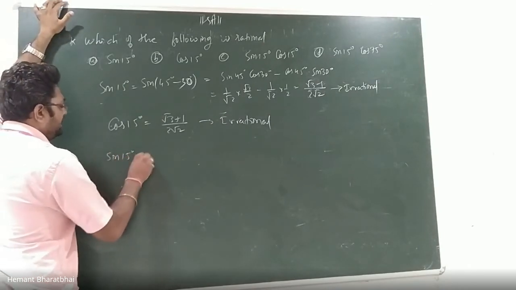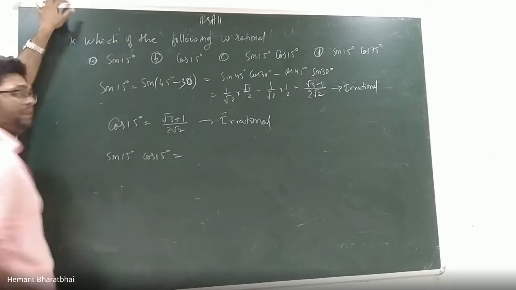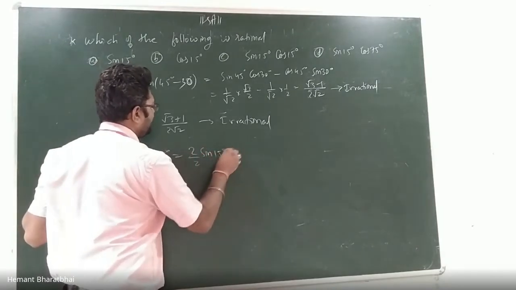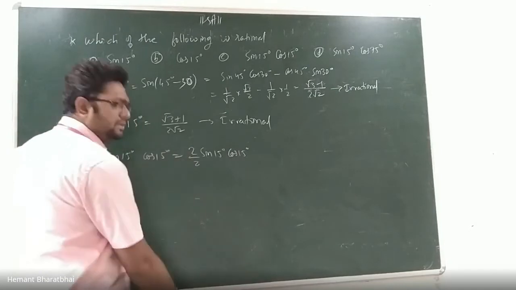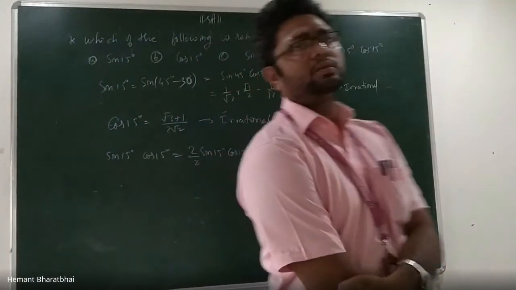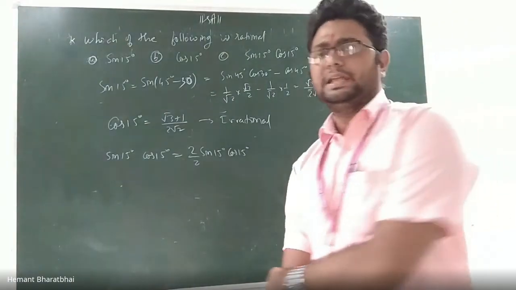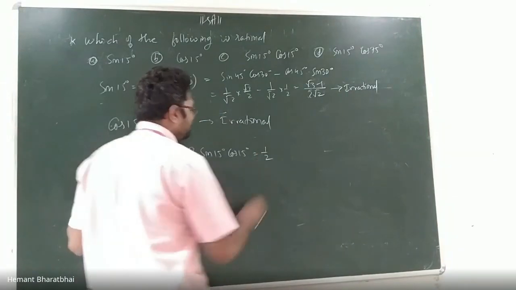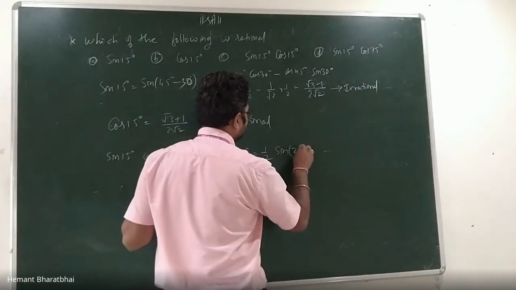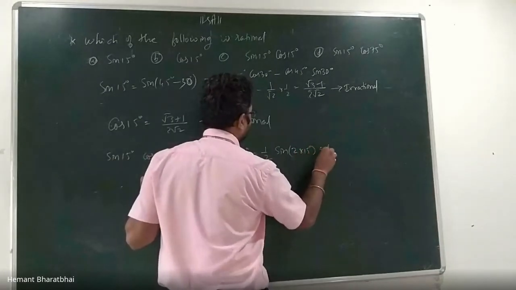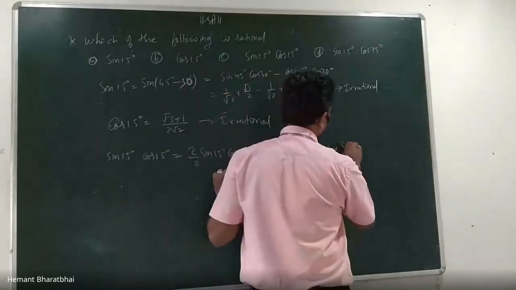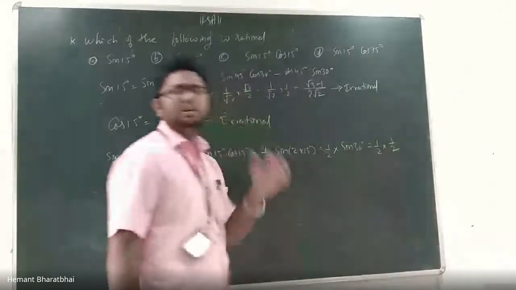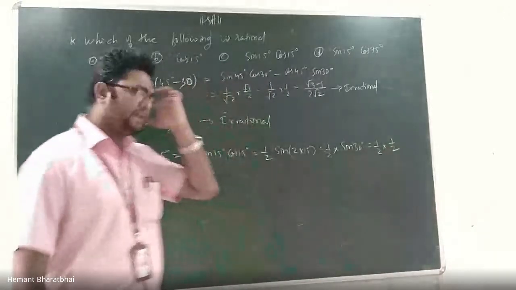Sine of 15 degree into cos of 15 degree can also be written as 2 by 2 sine of 15 degree into cos of 15 degree. Why did I do this adjustment? Because 2 sin x into cos x can be written as sine 2x, and therefore I have adjusted that 2, so I can write 1 by 2 into sine 2x. Instead of x, I have 15 degree, so I will have 1 by 2 into sine of 2 into 15, that is sine of 30 degree. So I get 1 by 2, and sine of 30 degree is also 1 by 2, so I get 1 by 4, which is a rational number.